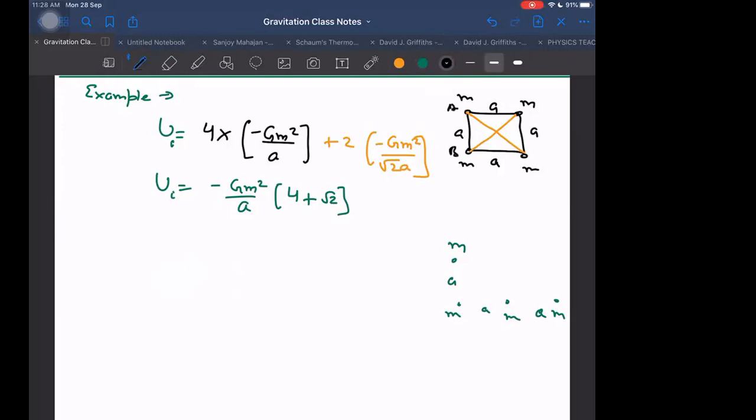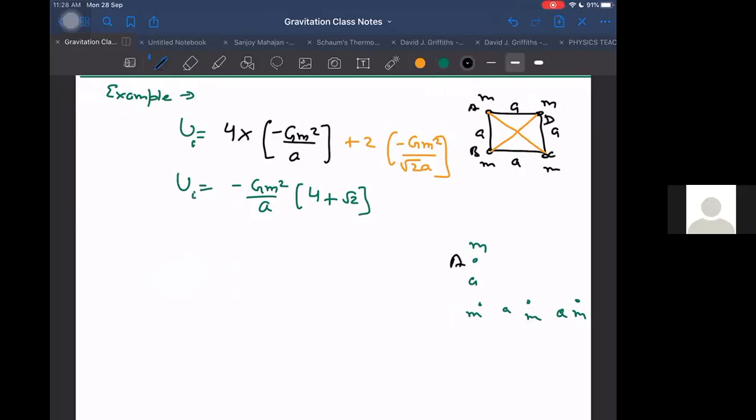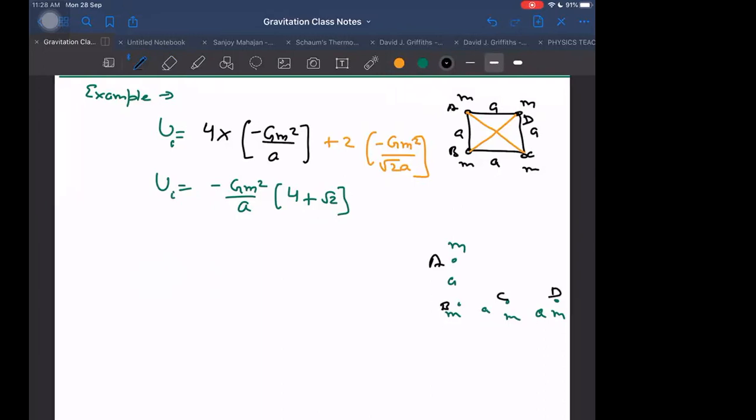A, B, C, D. Which particle distances are changing here? If you focus only on one particle, D, only D is changing, sir. So let us focus only on D.